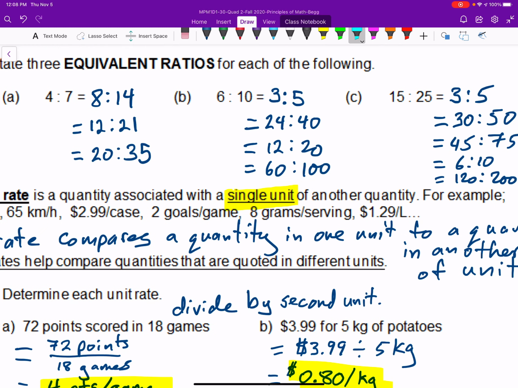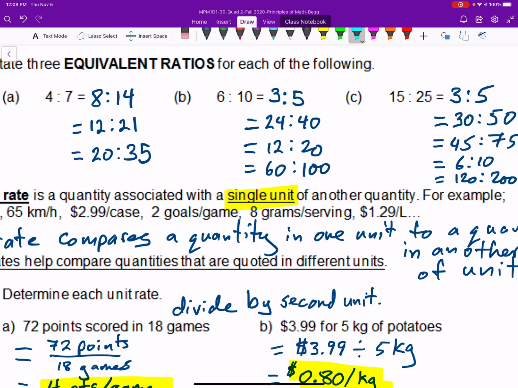6 to 10, however, could be reduced. Both of those are even numbers, so I could divide them by 2 to get 3 to 5, or I could multiply them by 4, which I did in the next row, or double them, which I did in the third row, or multiply them by 10, which I did in the final row.